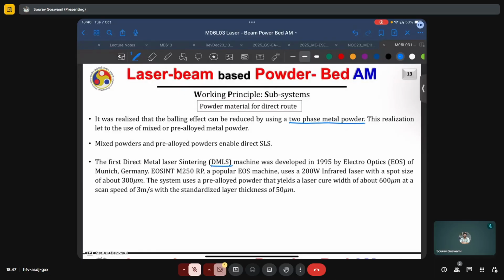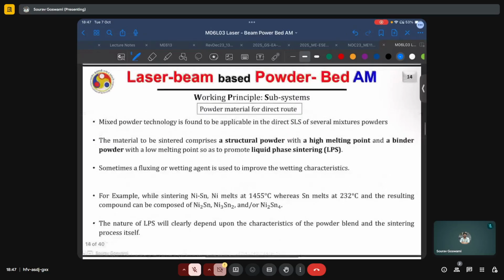EOS INT M250RP, a popular EOS machine, uses a 200-watt infrared laser with a spot size of approximately 300 micrometer and pre-alloyed powders that yield a laser cure width of about 600 micrometers at a scan speed of 3 meter per second at the standardized layer thicknesses of 50 micrometer. So 3 meter per second is sufficiently high speed, as you can imagine.